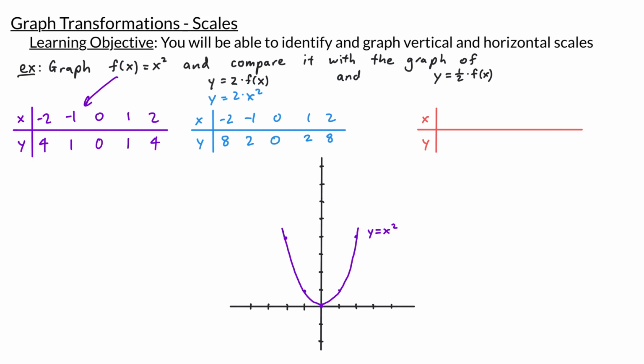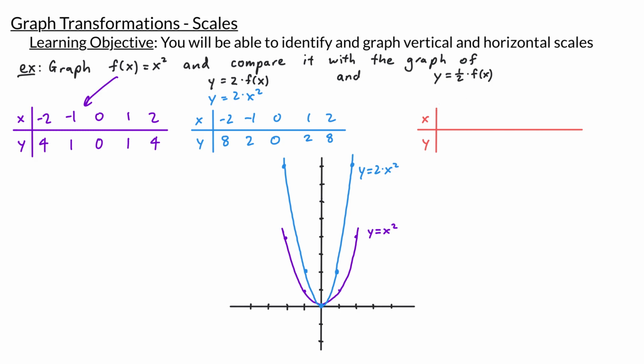Now let's plot our points and draw the graph. We have -2, 8, then -1, 2, 0, 0, 1, 2, and then 2, 8. Connecting these points, we get the following graph. So this here is the graph of the equation y equals 2 times x squared. We say our graph here is vertically scaled by a factor of 2, or vertically stretched by a factor of 2. I like to think about this as drawing our x squared function on a piece of slime, then stretching that piece of slime vertically so that it's twice as tall as it used to be.